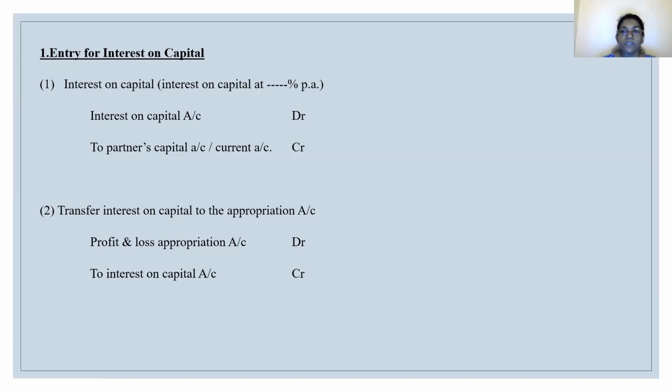If not, normally we are going to credit it to the partner's current account because it has a floating rate. So then we are going to transfer the interest on capital account to the appropriation account. So we are going to debit the profit appropriation account, and we are going to credit the interest on capital account. So normally you can see we debit the profit appropriation account, and finally we put it to the current account. By combining these two entries, we can write one single entry, that is we can debit the profit appropriation account and we can credit the partner's current account.